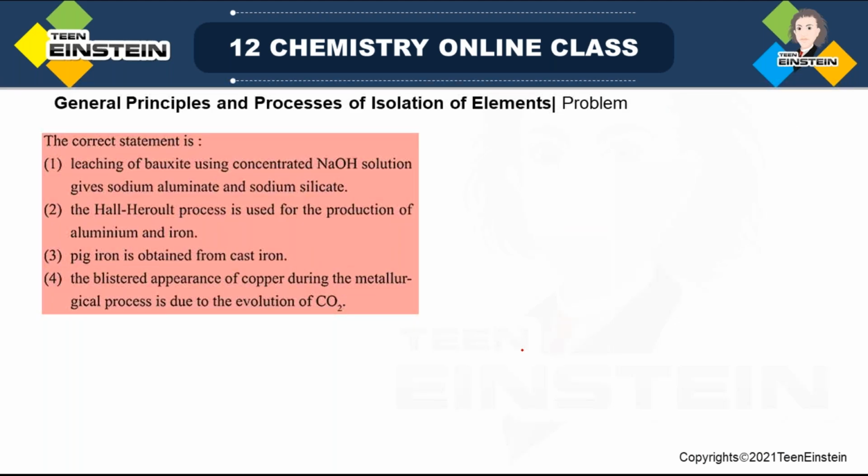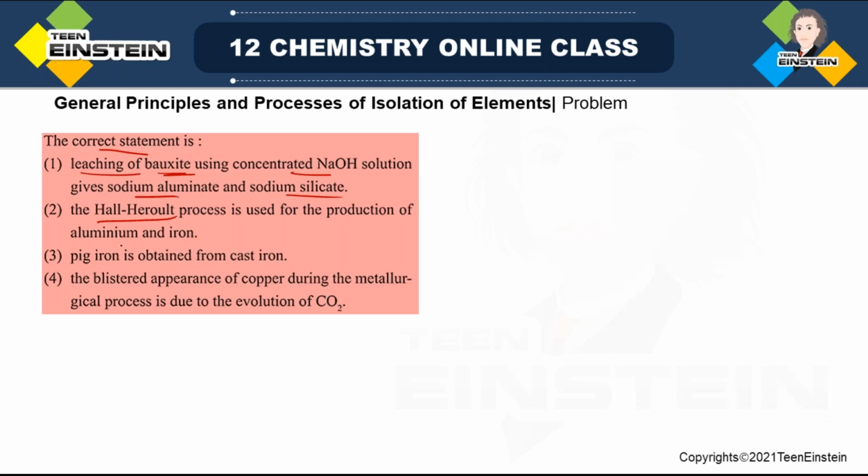Now one problem. This is related to both the Hall-Héroult process, which we have discussed for aluminium, and also related to copper and iron. The correct statement we have to find. There are 4 statements, 3 will be wrong, 1 will be correct, because it is a single correct choice answer. Leaching of bauxite using concentrated NaOH solution gives aluminate and sodium silicate.